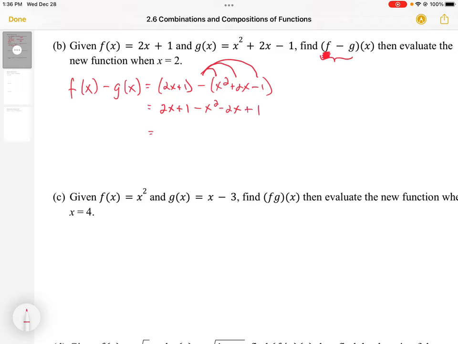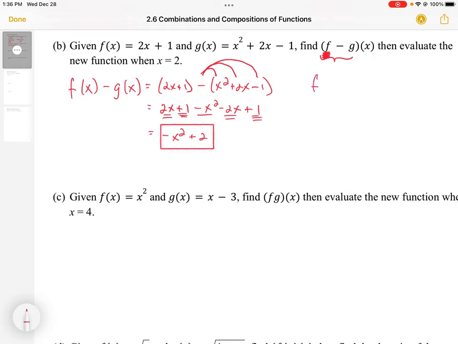And now I'm going to combine like terms the way I did before. So we have negative x squared, we have 2x minus 2x, those get canceled out. We have 1 plus 1, which is 2. So here we have our difference function.